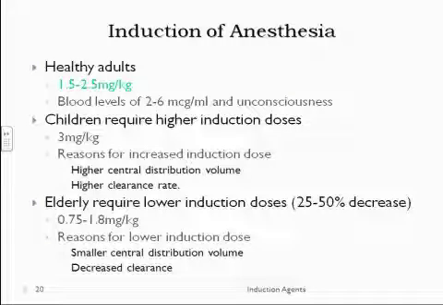Okay? If you're doing a child, you should be at 2.5 to 3 milligrams per kilo. If you're doing an elderly, you should be at 1.5 milligrams per kilo. Okay? You should be going down. So the reason that children require higher doses is they get higher central distribution volume and a higher clearance rates. The elderly, on the other hand, have smaller central distribution volume and decreased clearance, so you need to reduce your dosage by almost 50%.